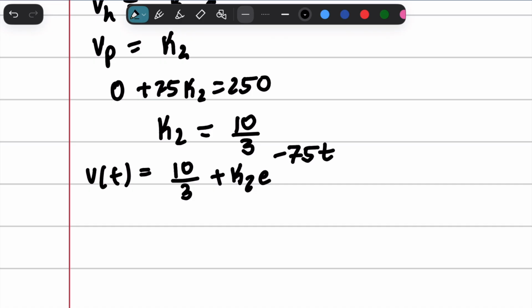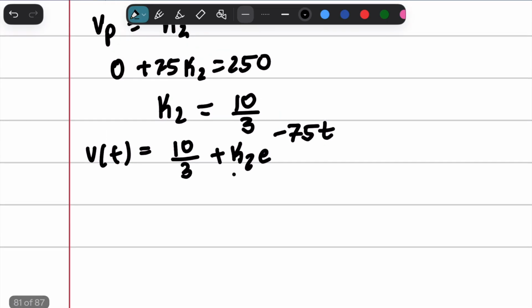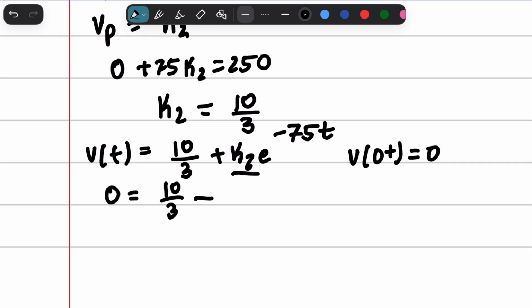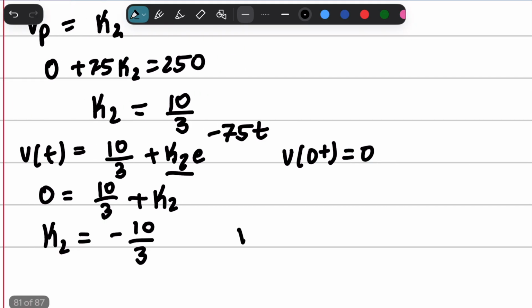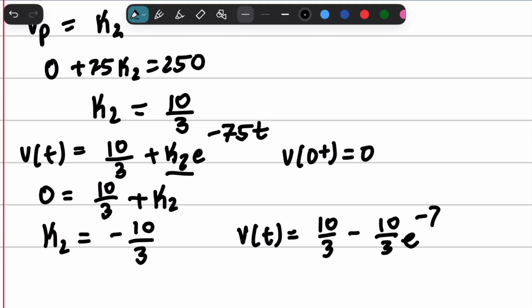Now we're not yet finished. We're almost finished. We still need to find K1. Thankfully, we know what V of 0 plus is. Our initial condition is just 0. And so we will have 0 equals 10 thirds plus K1, and then e to the 0 is just 1, so I'm not going to write it down. K1 is equal to negative 10 thirds. And so v of t is equal to 10 thirds minus 10 thirds e to the negative 75t.